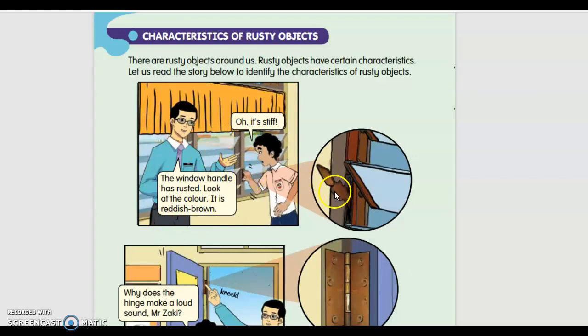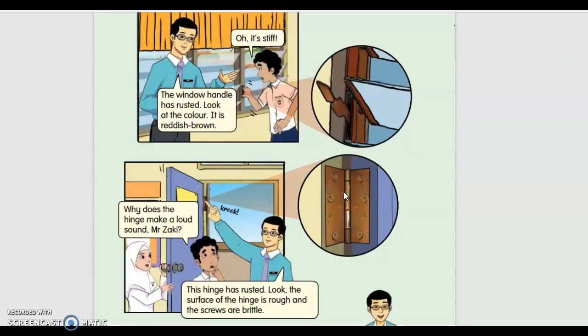Okay, so this is the window handle and it got rusted, and then the boy said, yeah, it's stiff. Stiff means keras, can't move.